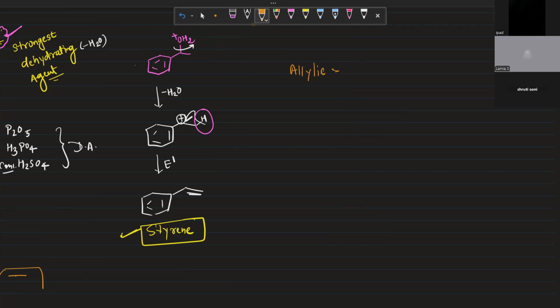The most stable is the allylic carbocation, then 3 degree carbocation, then 2 degree, and then 1 degree. This is the stability order of carbocation. Then there is one more thing. Whenever rearrangement is possible, there are two possibilities after rearrangement.